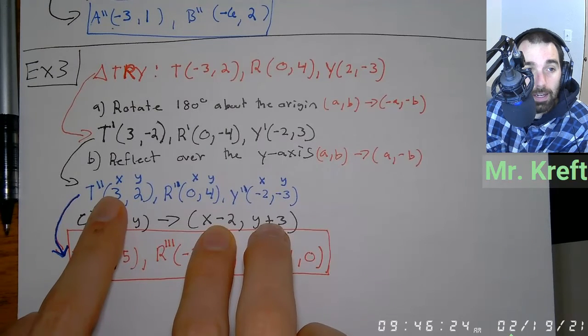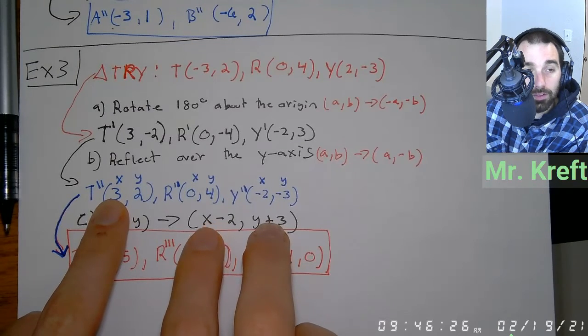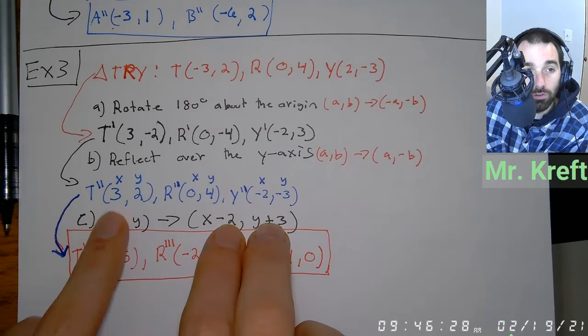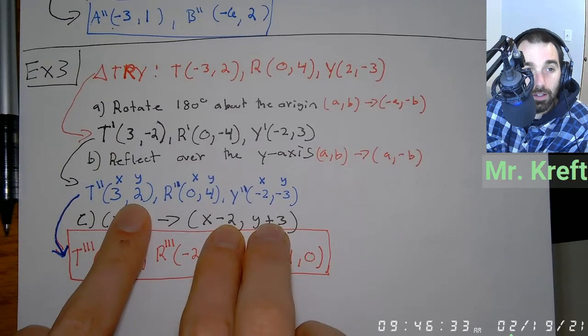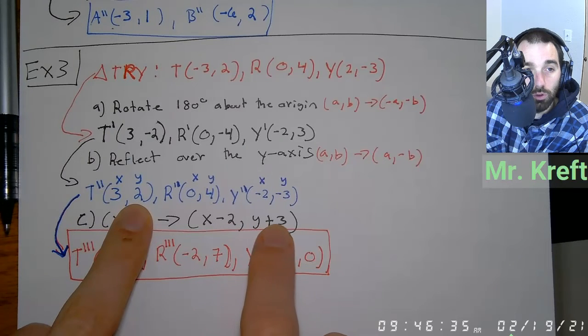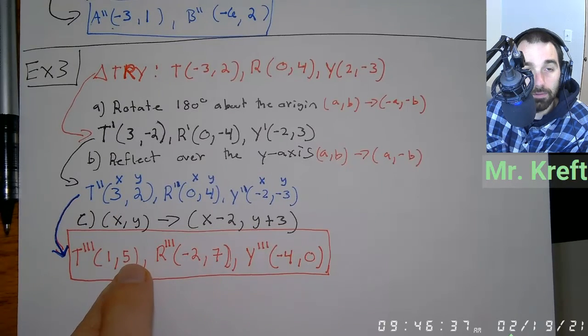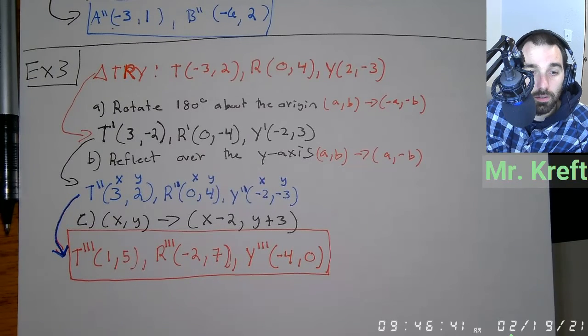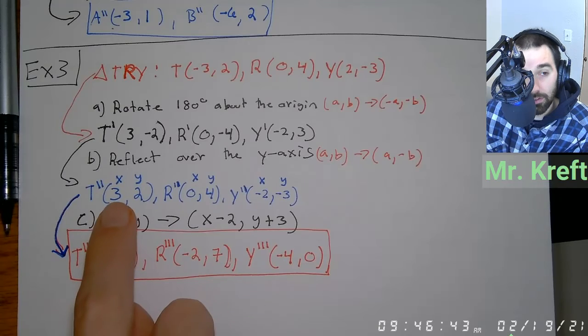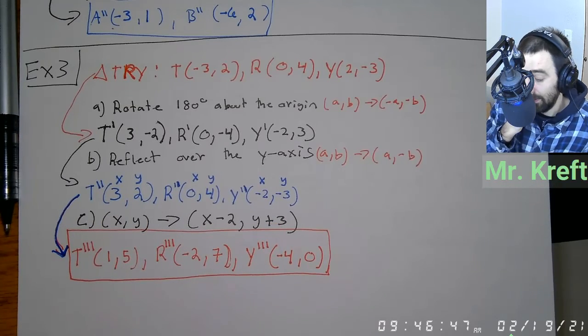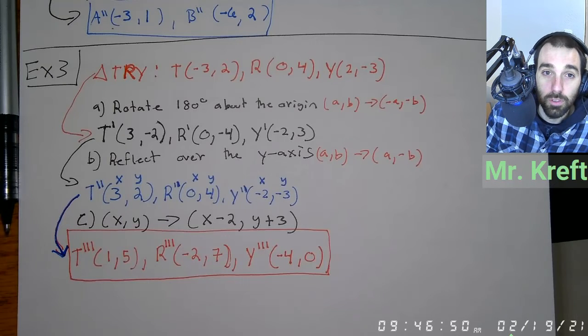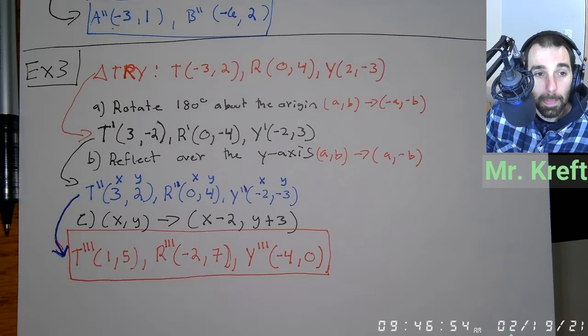So for T, for example, my x was 3. So I'm going to replace this x with 3. So I get 3 minus 2, so I get 1. And then the y here is 2, so I go 2 plus 3, so I get 5. Does that help out? Does that make sense how I'm taking these points and plugging them into here? Okay. All right, thank you for the question. I appreciate it. Anybody else have any questions?